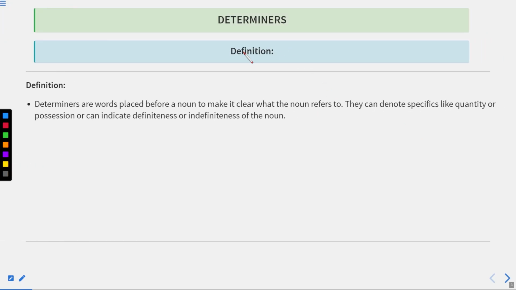First of all, let us see the definition of determiners. Determiners are words placed before a noun. Now this one is very important, that it is a word which is used before a noun. So the first thing that we get here is that it is used just before the noun, to make it clear what the noun refers to. They can denote specifics like quantity or possession, or can indicate definiteness or indefiniteness of the noun.